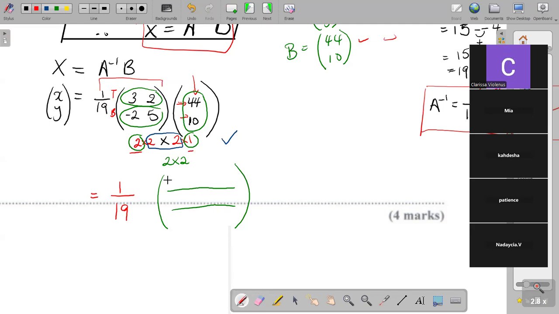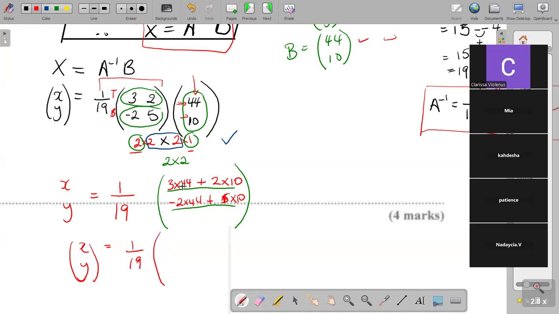3 times 44 plus... Excellent. Very good. Bottom combination: -2 times 44 plus 5 times 10. So we're going to get X and Y is equal to 1 over 19.